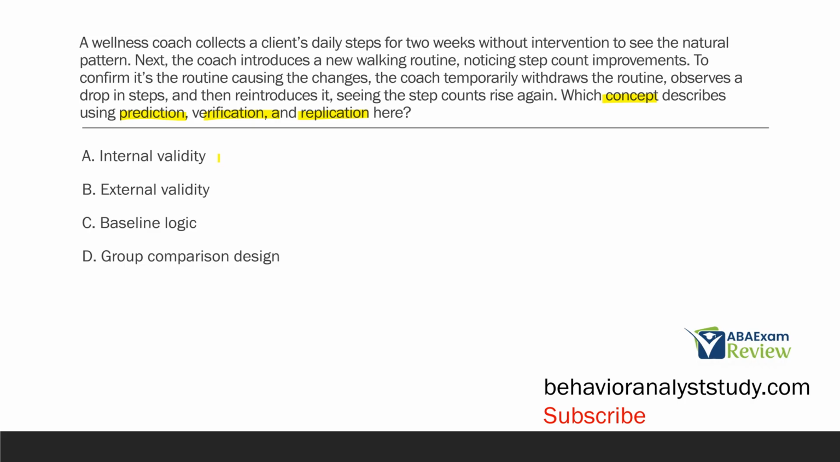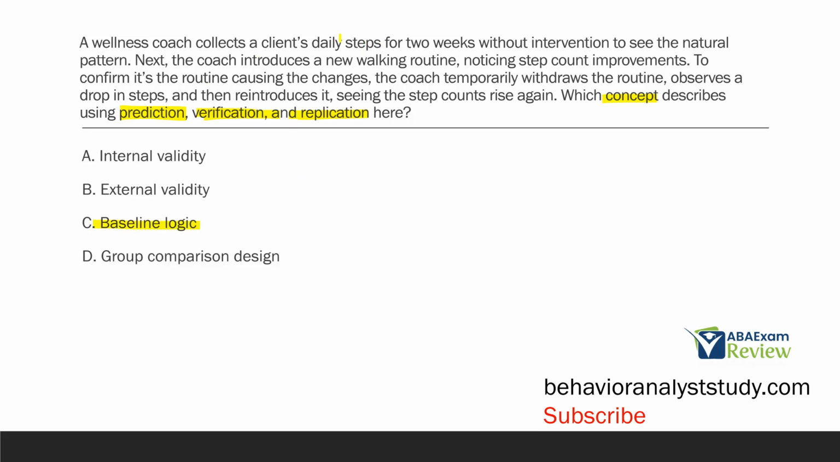If we look at A, internal validity, internal validity has to do with a functional relationship or functional control, where our independent variable is controlling the dependent variable. So our manipulations are controlling the behavior. B, external validity has to do with generalization outside of the study or research environment. And neither A or B is related to the use of prediction, verification, and replication. That's going to be C, baseline logic.